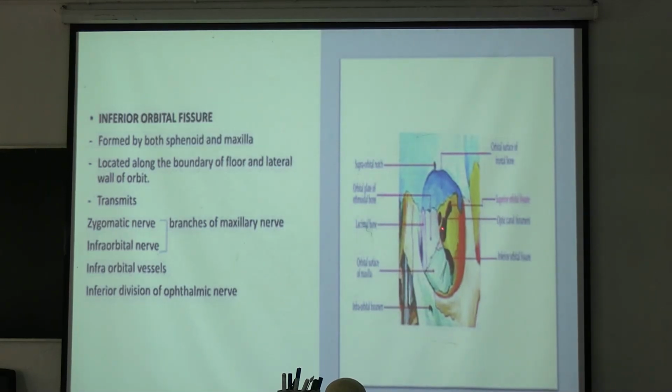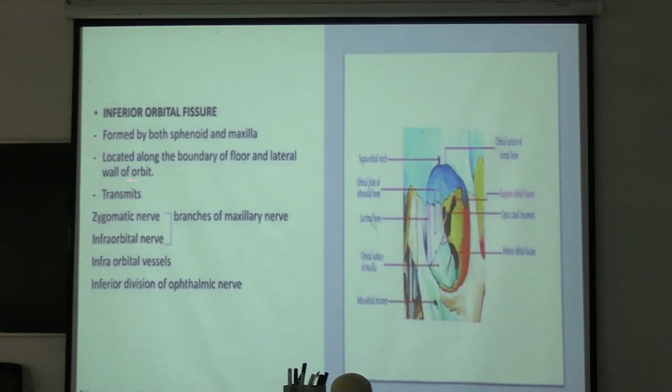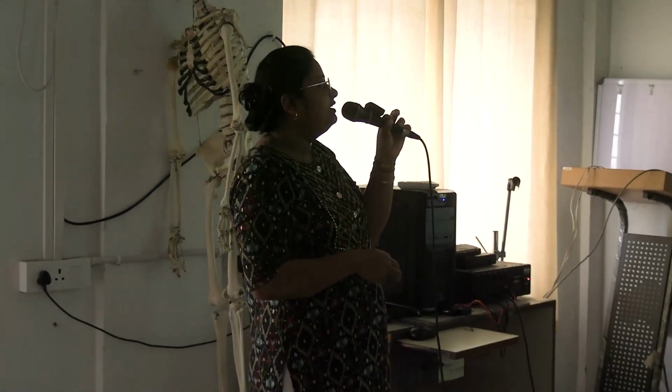See, this one is the inferior orbital fissure formed by both the sphenoid and maxilla. Okay, here this yellow portion is the sphenoid and the green one is the maxilla. So this foramen is lying between the sphenoid and maxilla at the junction of the lateral wall and floor of the orbit. Okay. So located along the boundary of floor and lateral wall of the orbit and transmits these structures.